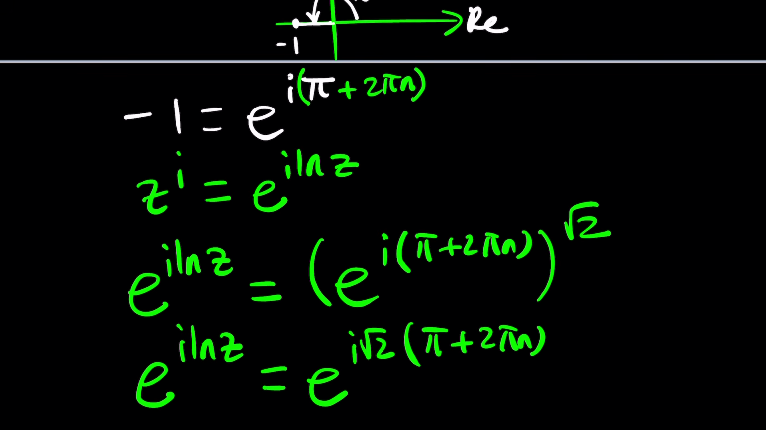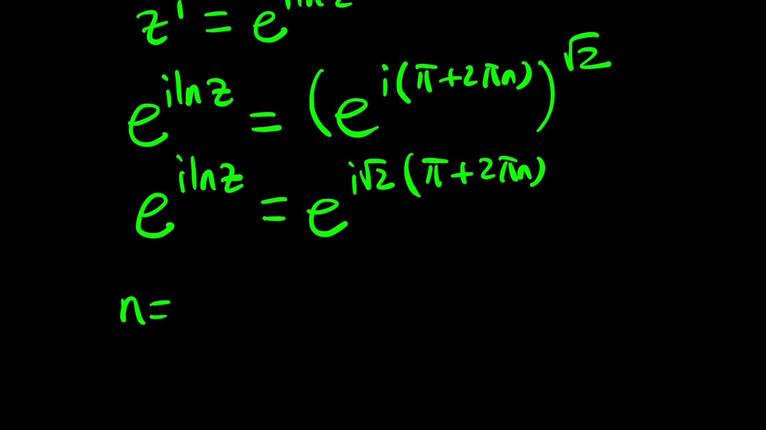Now, if you want to keep things a little simple, you can assume that, okay, suppose n is equal to 0, then we're going to get the principal value, which is obviously something that usually agrees with real numbers, right? Because a complex number has 2 square roots, but one of them is considered the principal square root.